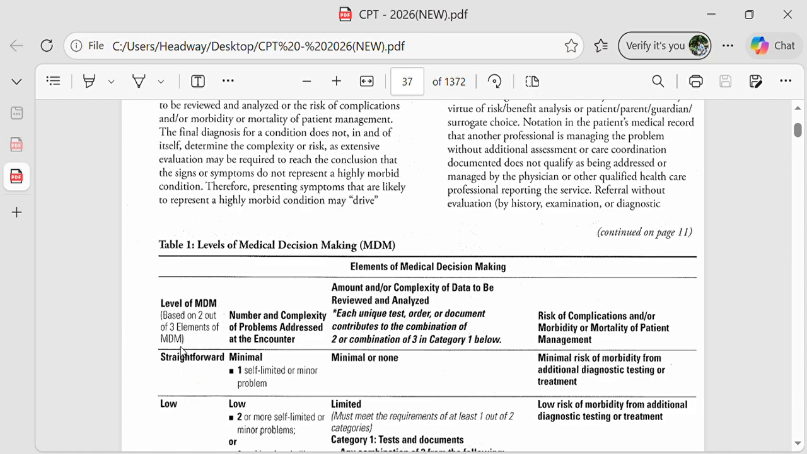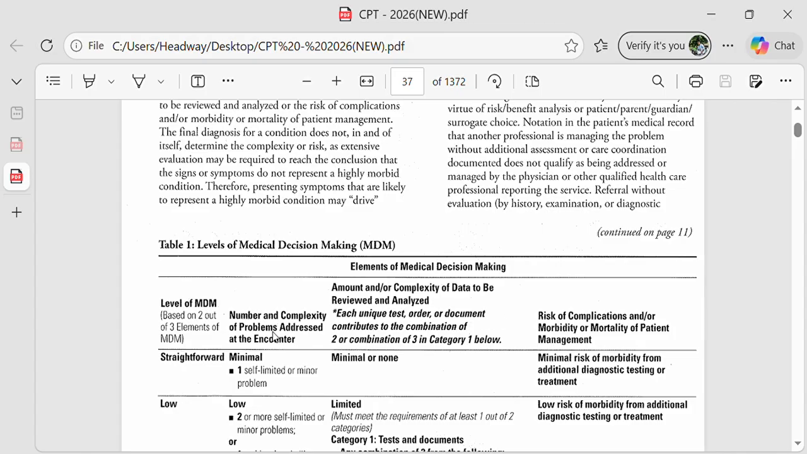How many levels are there? Straightforward, low, moderate, and high. Four levels are there. Okay, there are four levels and three elements. This is also important for your interview purpose. They may ask you what is there in the MDM table, what is the purpose of the MDM table, and also how many levels are there and how many elements are there. So I told you how many elements are there. Three elements are there.